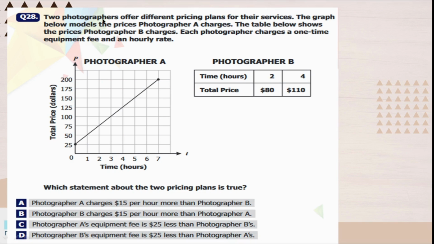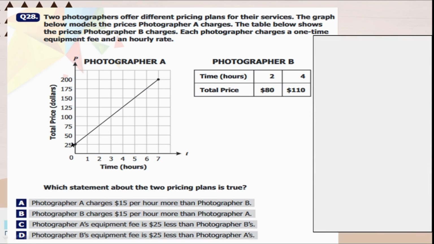Question number 28. Two photographers offer different pricing plans for their services. The graph below models the prices photographer A charges. The table below shows the prices photographer B charges. Each photographer charges a one-time equipment fee and an hourly rate. So it is quite visible from the graph that at 0 hours, the cost is $25. So we can say the equipment fee of photographer A is $25.